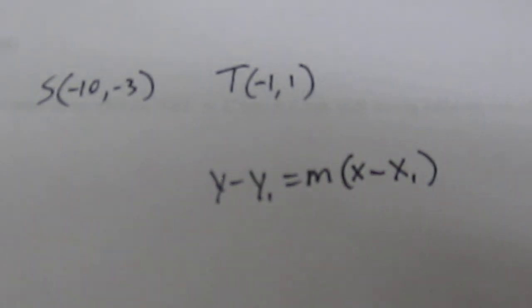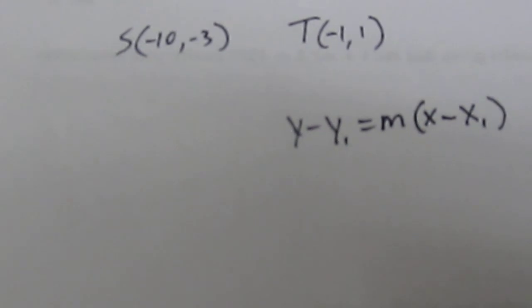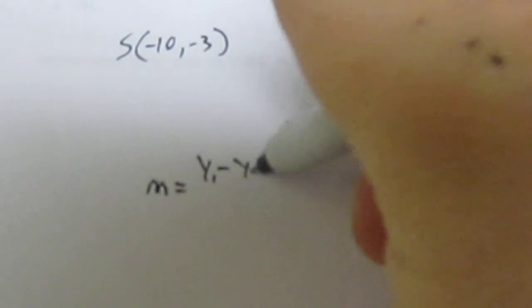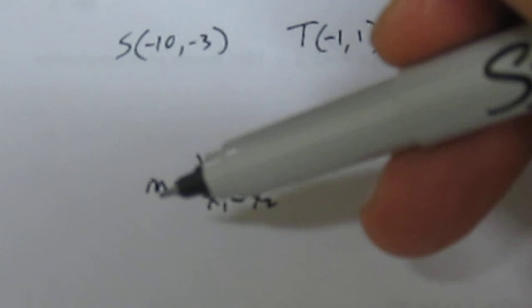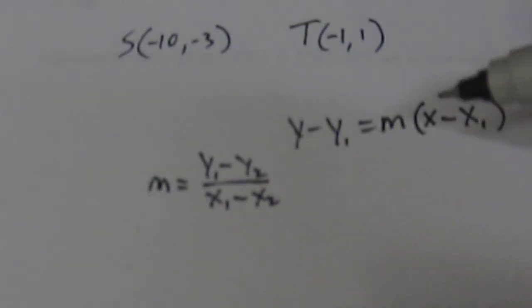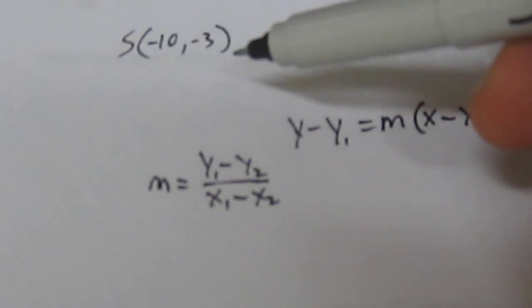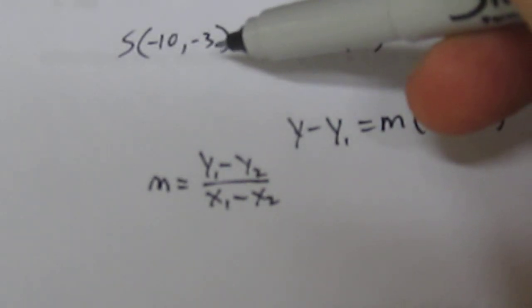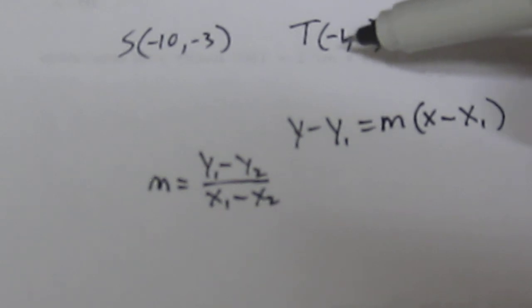For that, we're going to need the slope equation. So we need a little more room, so we'll put this down here. M is equal to y1 minus y2 divided by x1 minus x2. This is the slope equation. That's what we need right there. So we're going to plug in our values. We'll make this y1 and x1, y2 and x2, and we're just going to plug it in down here.